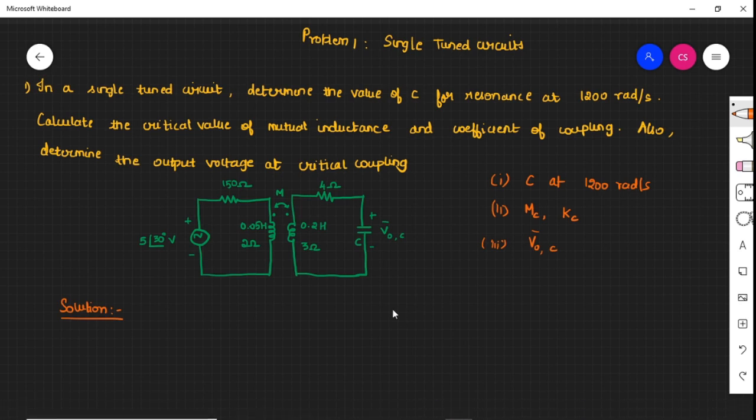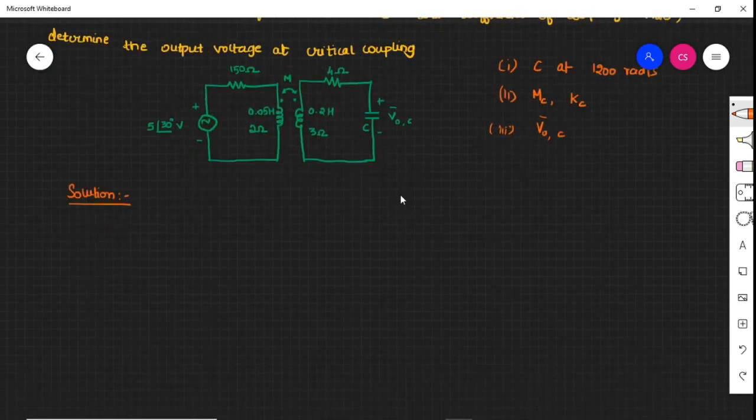Now first of all, let us write the given data as per the question. When you observe the circuit, in the primary winding there are two resistances, 150 ohm, and an internal resistance of 2 ohm. So the total resistance R1 in the first part of the circuit is 150 plus 2, which is 152 ohm. Similarly, in the second part of the circuit, R2 is given by 4 ohm and an internal resistance of 3 ohm. So 4 plus 3 is equal to 7 ohm.